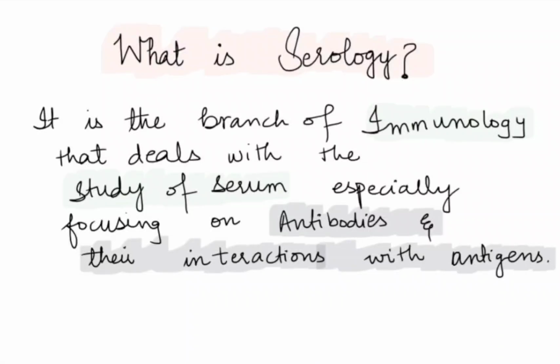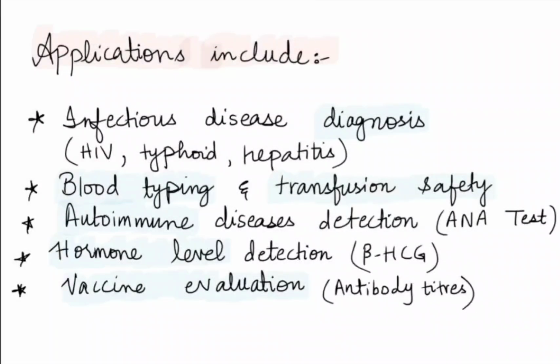Today let's talk about serology. What is serology? It is the branch of immunology that deals with the study of serum, especially focusing on antibodies and their interactions with antigens. So these antigen and antibody interactions are useful in the diagnosis of infectious diseases like HIV, typhoid, hepatitis, etc., or in blood typing and transfusion safety in order to prevent mismatched blood transfusion or transfusion reactions or transplant rejections.